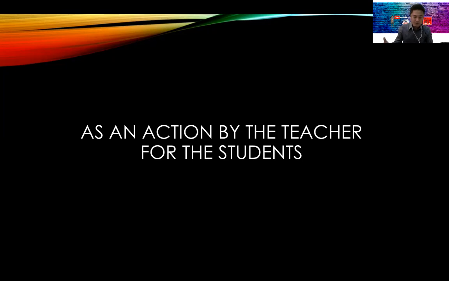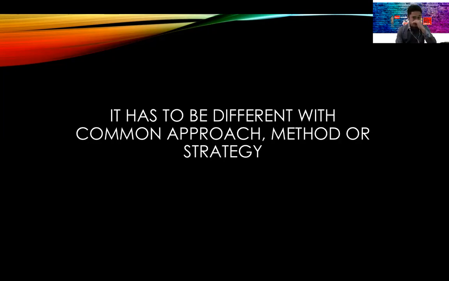Action, one more time, refers to the treatment. What is it? The alternative solution that the teacher will give to solve the students' problem while joining the teaching and learning process. Okay, next characteristic here, it has to be different from the common approach, method, strategy, media, or any kind of techniques that already exist in a classroom.